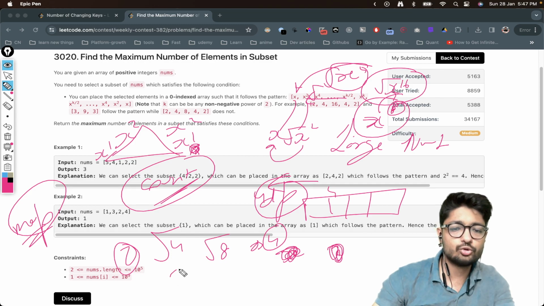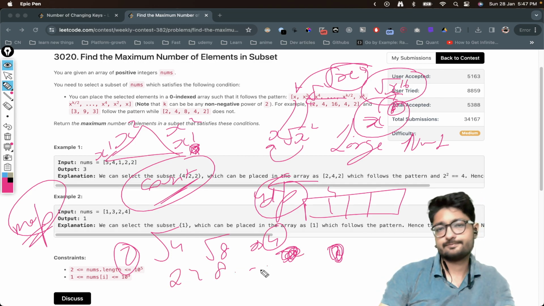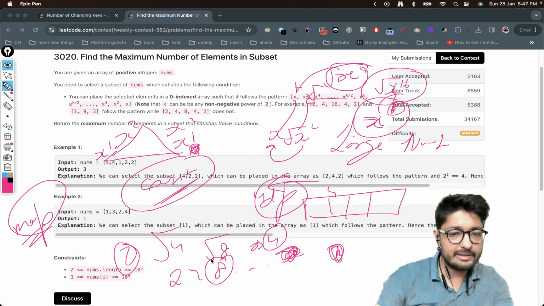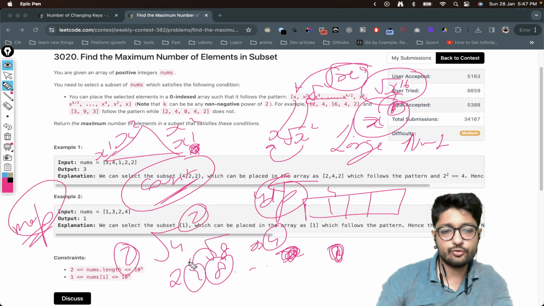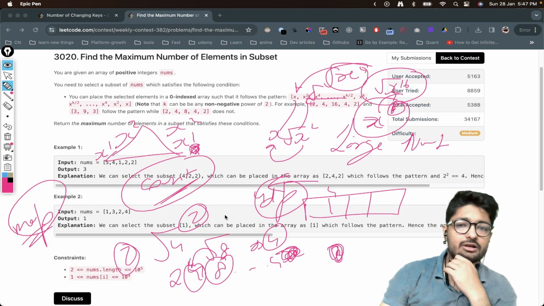So then if 2 exists, so 2, 4, 8, they can form a pattern. So I will have to take 8, but I also have to ensure that 2 should occur at least 2 times. Then only I can take 4 here and 4 here in the actual mountain data for me. I hope you understand.